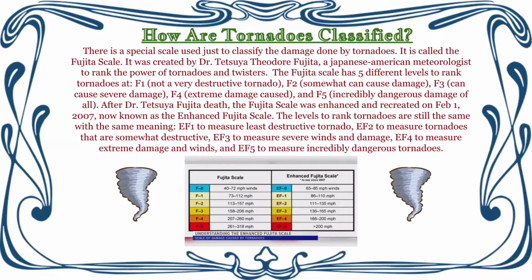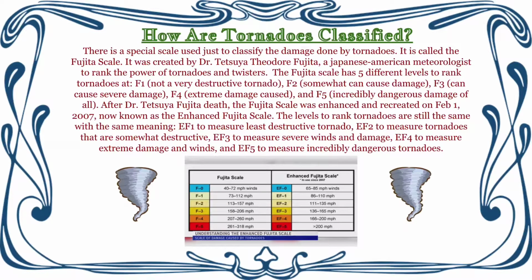How are tornadoes classified? There is a special scale used just to classify the damage done by tornadoes. It is called the Fujita scale. It was created by Dr. Tetsuya Theodore Fujita and is used to rank the power of tornadoes and twisters. The Fujita scale has 5 different levels to rank tornadoes at: F1, F2, F3, F4, and F5, depending upon the damage that the tornado causes.